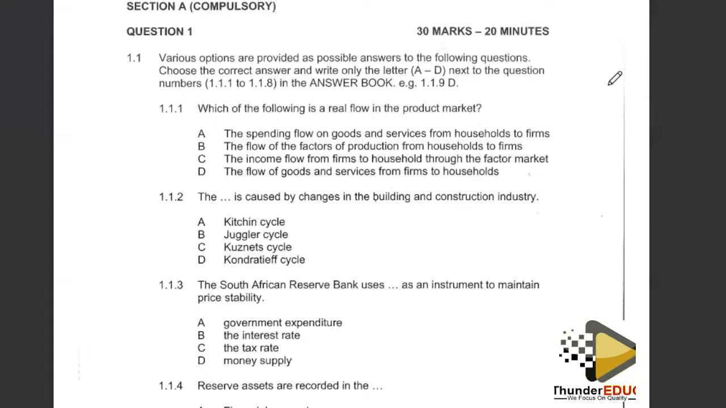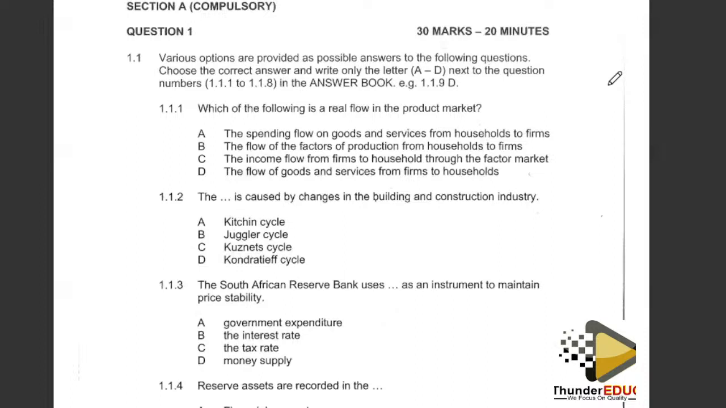Okay, so now if you still remember the real flow and the product market, if you draw a bigger picture, these are concepts that fall under the circular flow model. What is this circular flow model? Then we shall discuss that as time lapses.